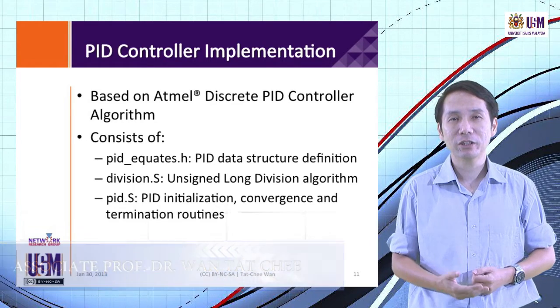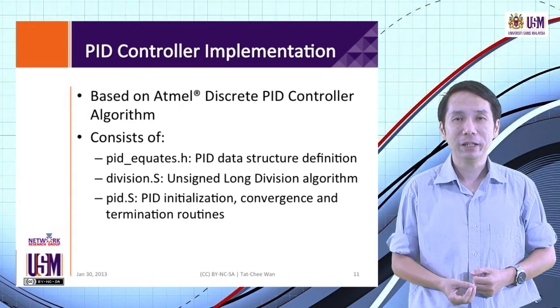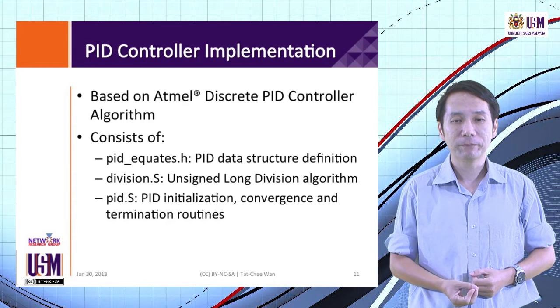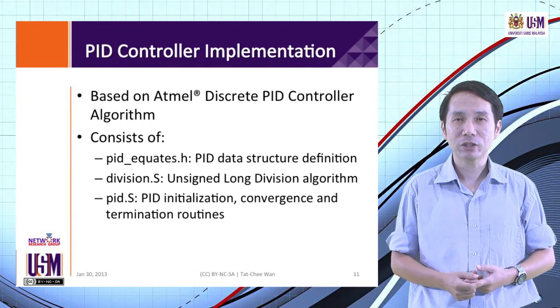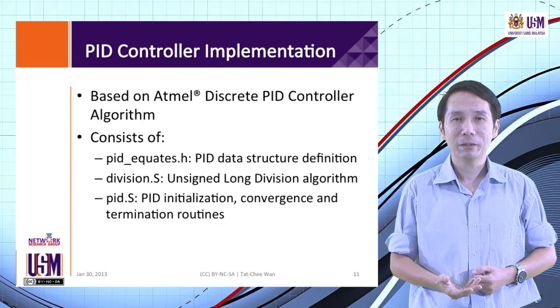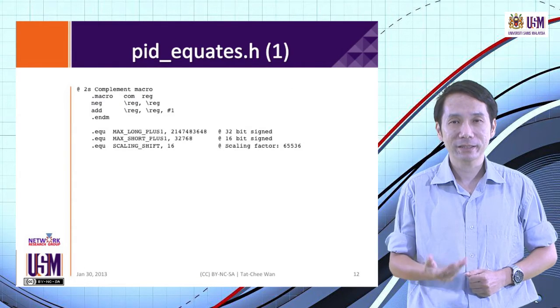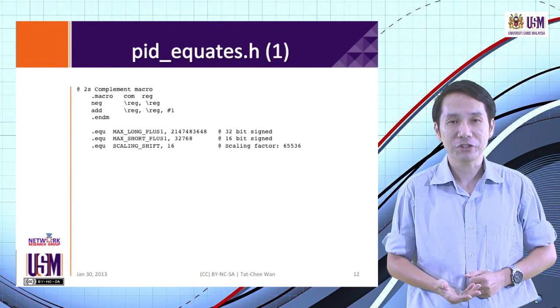Second is in the division.s file, which implements the unsigned long division algorithm used to calculate the values used by the PID controller. Finally, PID.s is the PID controller module, which implements the initialization, convergence, and termination routines. All these files are found in the software repository, which the URL will be given at the end of this module. We shall look at the contents of PID_equates.h.